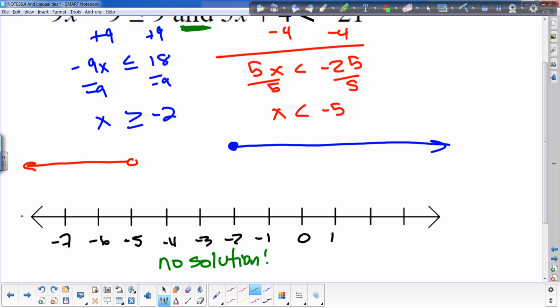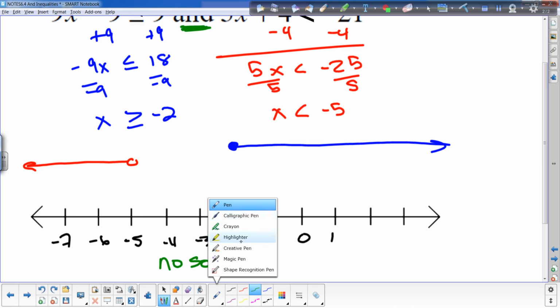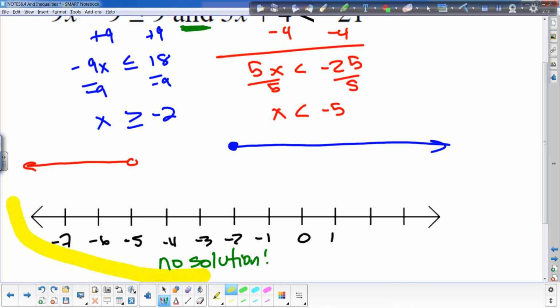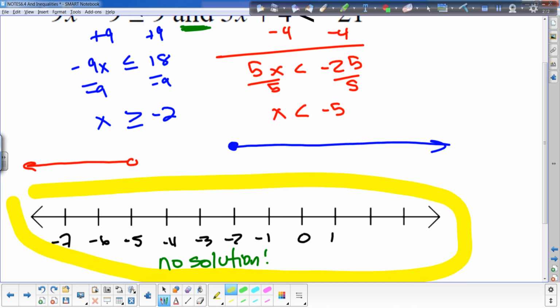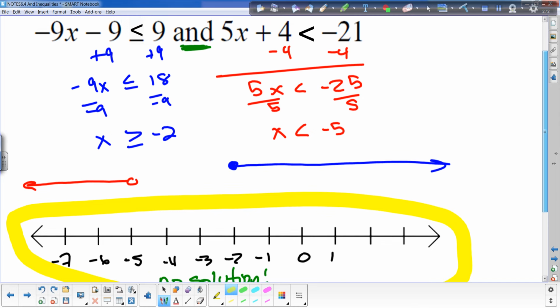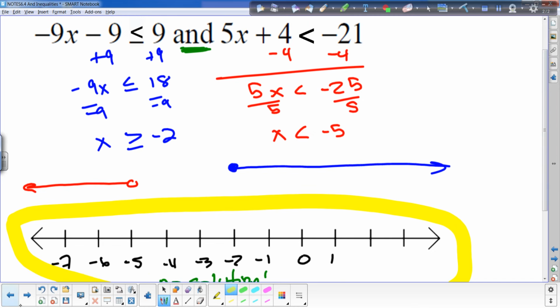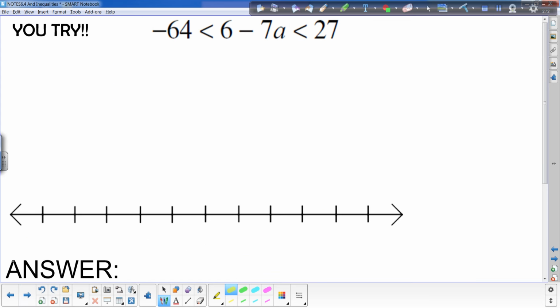solution. I'm not going to shade anything on the number line because the number line represents, for an "and," where the two sets overlap. These don't overlap, so the answer is no solution. Okay? I think I have 2 You-Tries for you to do. So I'm going to give you the first one. I want you to pause the video, work it out, and then check your work.